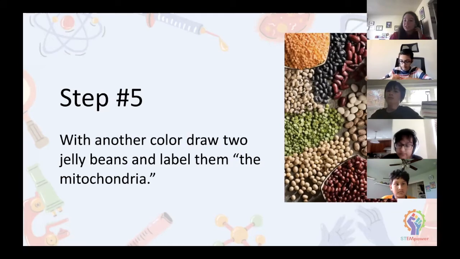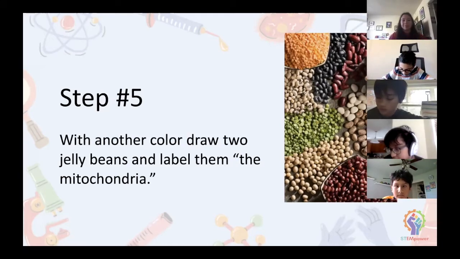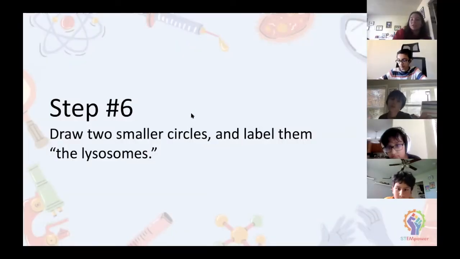We're gonna go over these functions again, so don't worry if you haven't memorized what each thing does. But yeah, we'll go over it. So let's move on to step number 6. We're gonna draw 2 smaller circles, and we're gonna label them the lysosomes. I know this is getting repetitive, but it'll make sense when we look at them all.